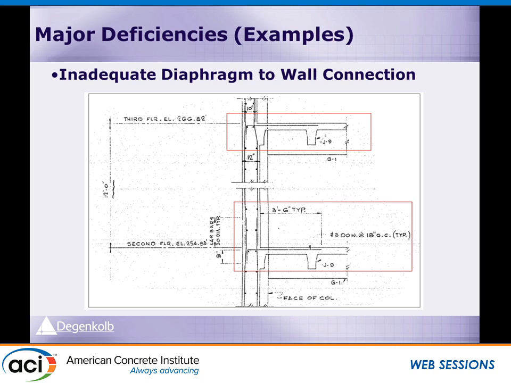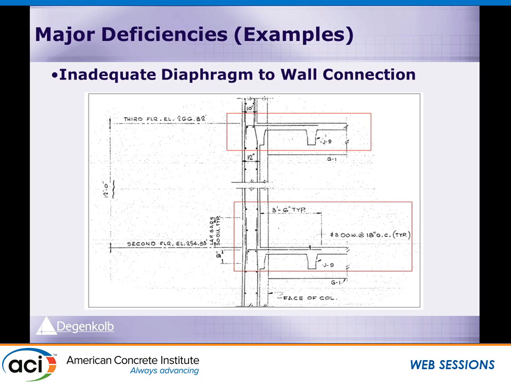If you look here, it is a little bit hard to see. There are number 3 ties at 18 inches on center between the diaphragm and wall connection. That does not provide enough seismic force transfer from the diaphragm to the wall. And if you think about our ordinary design, we use the R factor only for the vertical lateral force resisting system.